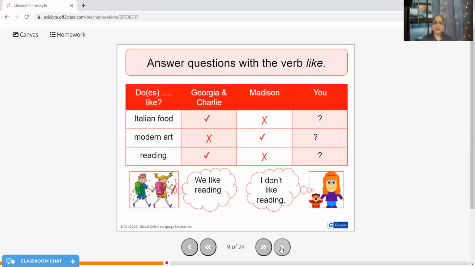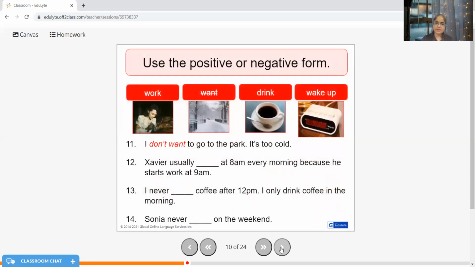So answering the questions with the verb like: we like reading, I don't like reading, I like running, I don't like running, Ram likes cooking, Ram does not like cooking, something like that. So just remember, when I'm using like, my verb is used in the ing form: reading, liking, sleeping, decorating, etc.